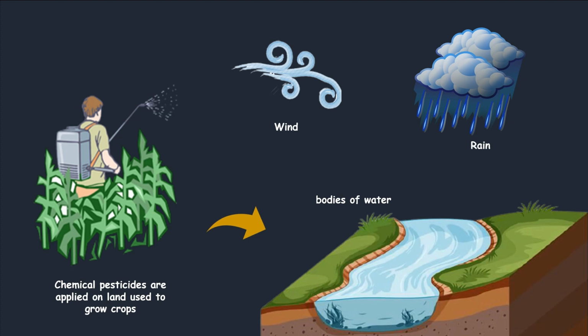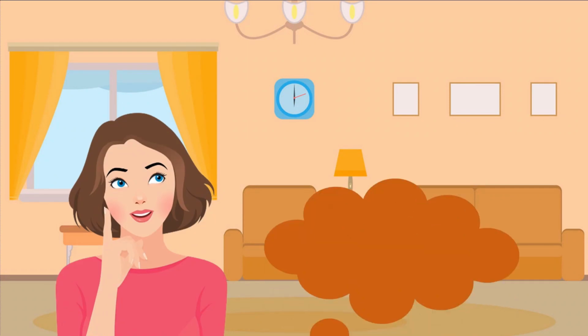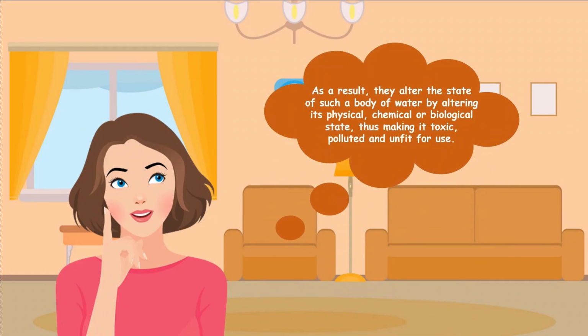This can occur when chemical pesticides are applied on land used to grow crops and are carried by wind and rain into bodies of water. As a result, they alter the state of such a body of water by altering its physical, chemical or biological state, thus making it toxic, polluted and unfit for use.